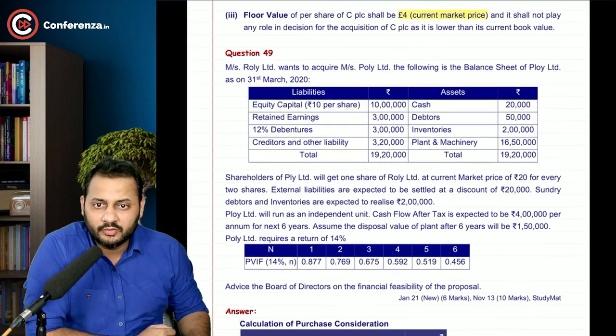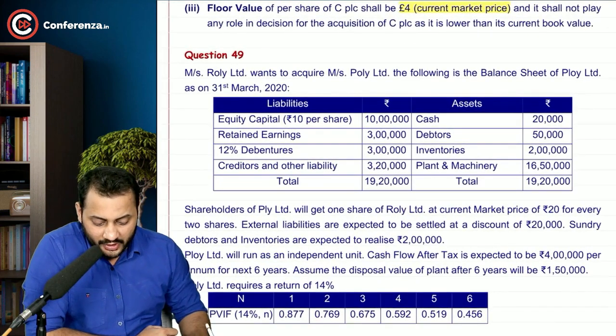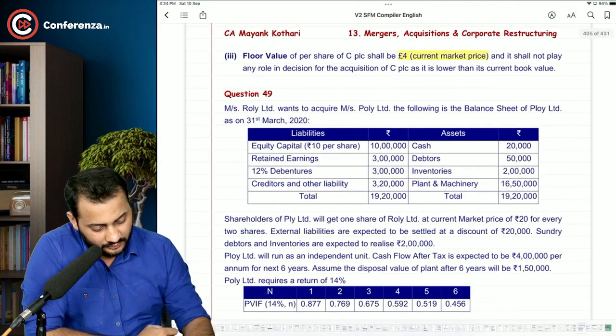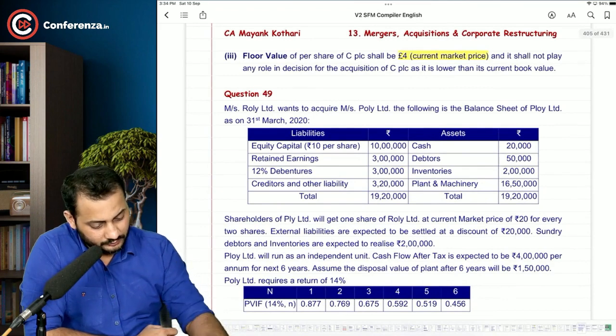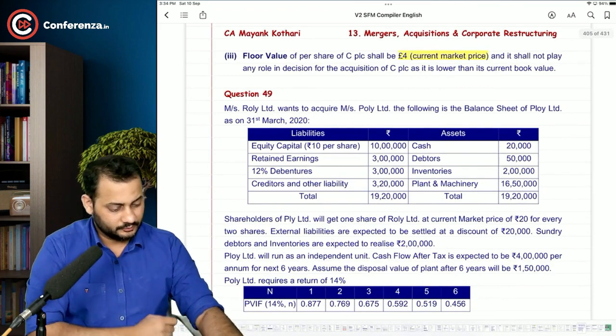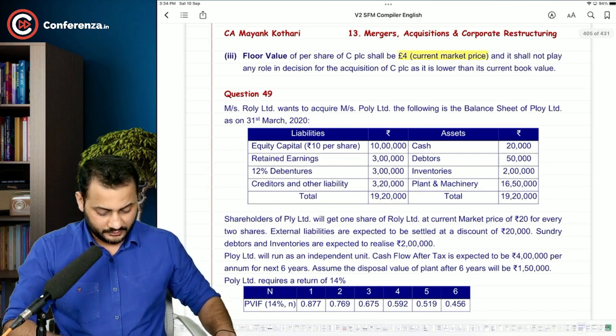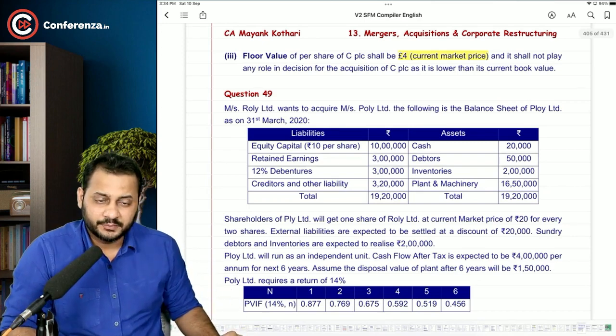Okay. Question number 49 now. Messrs. Rolly Limited wants to acquire Messrs. Poly Limited. The following is the balance sheet of Poly Limited. Rolly, Poly. Both of them are merging, into the mergers discussion.